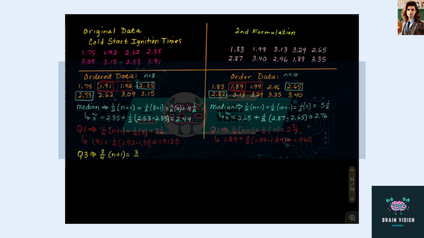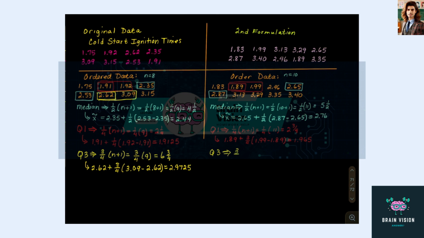Next, we want to find Q3, or quartile 3, which is the 3/4 mark of the data. So we're going to do 3/4 of 9 for the original data, and 3/4 of 9 is 6 3/4. So that means we want to count to the sixth piece of data, and then 3/4 of the way to the seventh. So we're going to do 2.62 plus 3/4 of the difference. So Q3 is 2.9725.